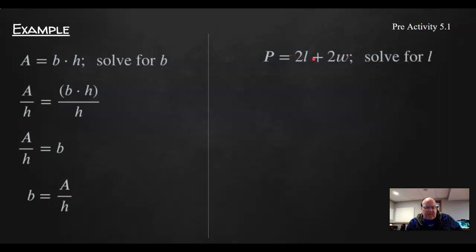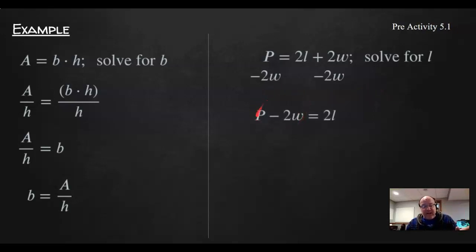Here's one where we're solving for L. Perimeter equals 2 times the length plus 2 times the width. So the goal is to get that L by itself. You could treat everything else as if it were a number. That's a good tip right there: treat it as if it were a number. So if I was trying to solve for L and 2W were a number, the first thing I would do is subtract 2W. Because I'm dealing with addition, I have to use the inverse operation. 2W minus 2W gives me 0.